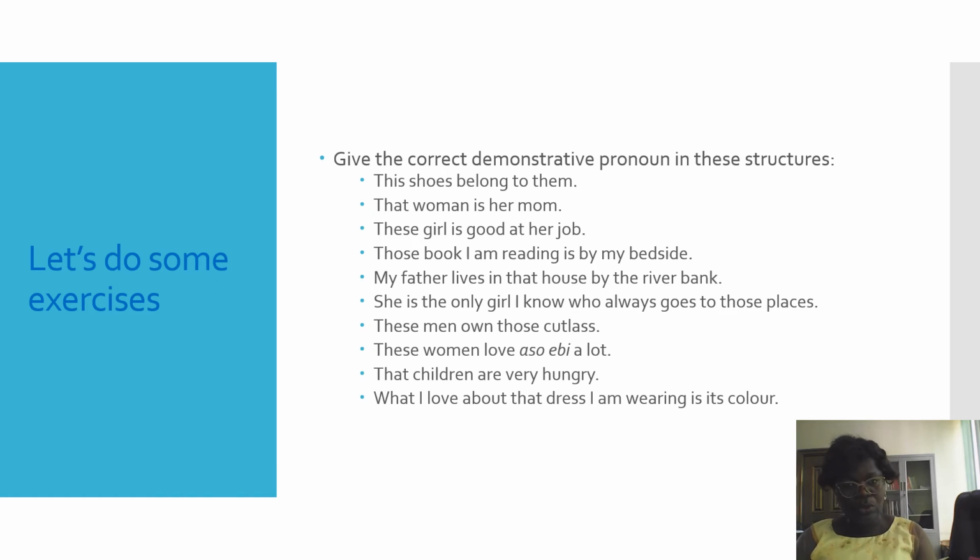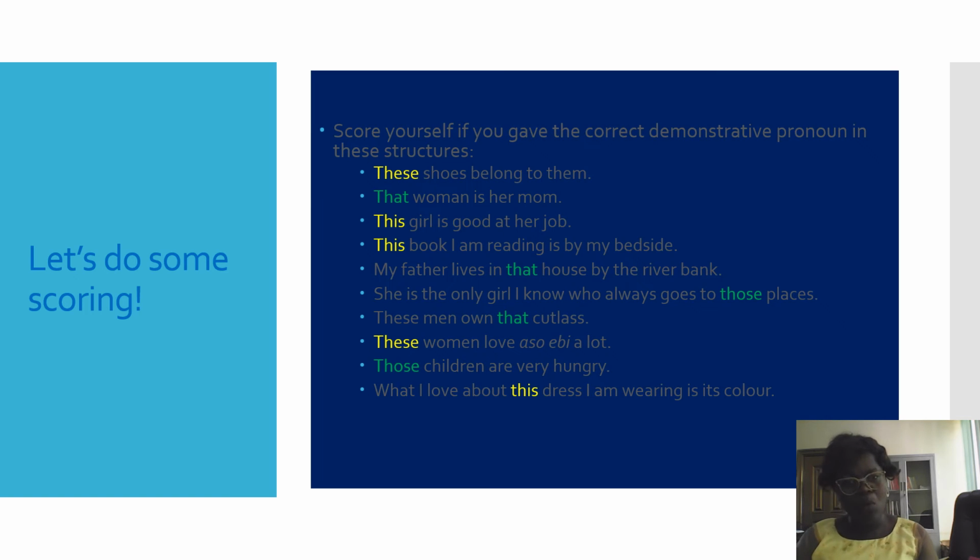But let me move on to how we can actually score ourselves. You are expected to give correct demonstrative pronouns in these structures. And see, some of the structures I gave, like the example of this, it should belong to them. You look at this: That woman is her mom. Then you look at this girl. Can that be used as a singular or a plural? So when we look through the 10 examples I gave here, you can attempt them and then score yourself. So let's go to the next thing and try and find out how we performed.